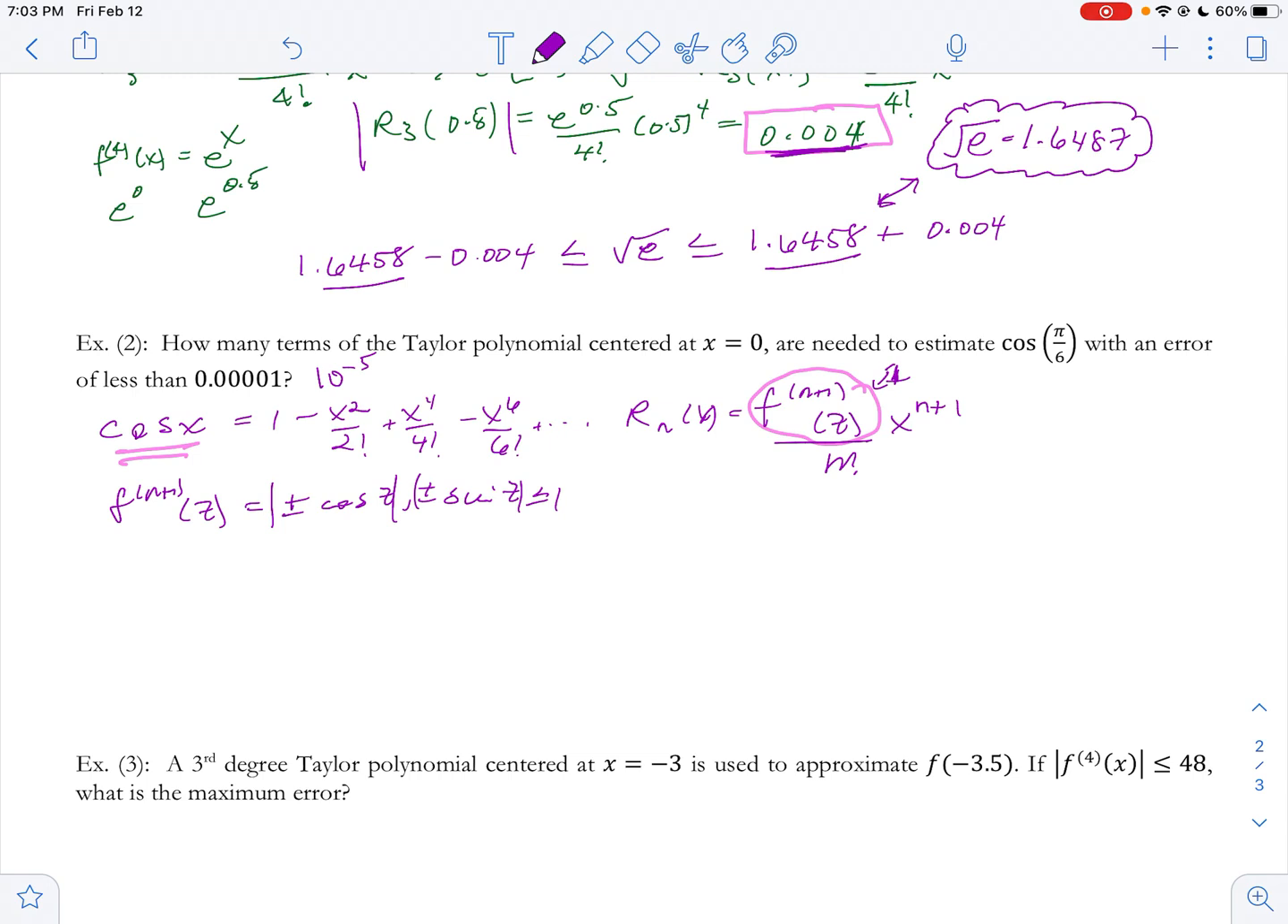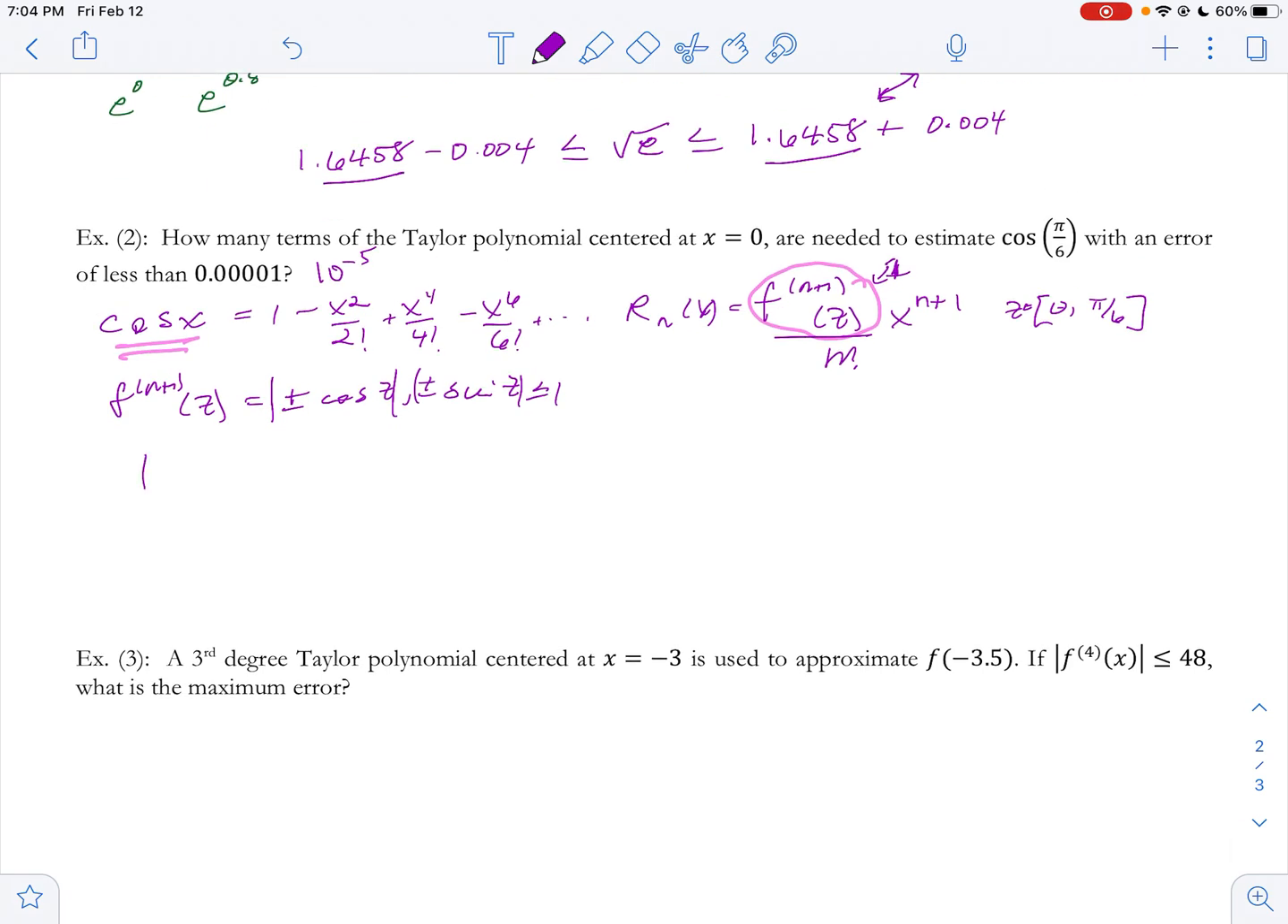The other thing we should talk about is that our z is in the interval from 0 to pi over 6. Since we're using the absolute value, let me write it over here so I have enough space. The absolute value of R sub n of x is going to be less than or equal to 1 over n plus 1 factorial times x to the n plus 1.